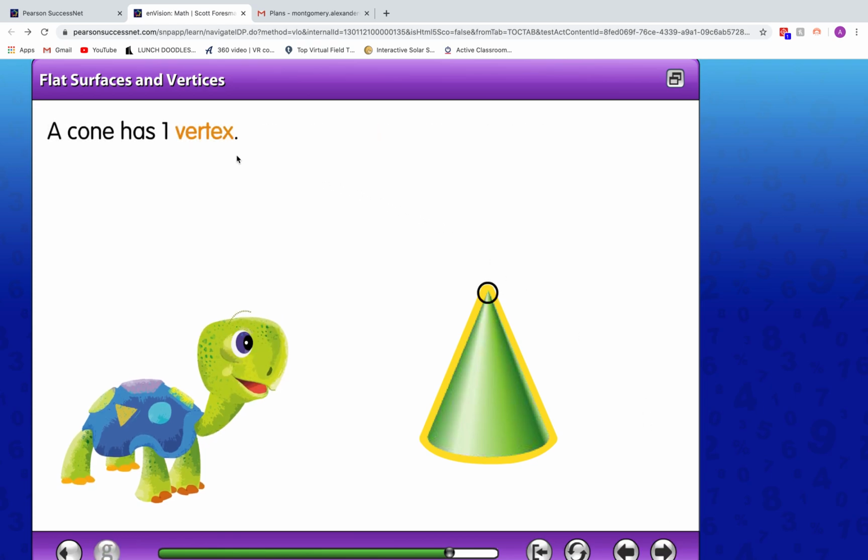But it still has one vertex. So it doesn't have vertices, which means more than one corner. It has just one vertex right there at the top of the cone.